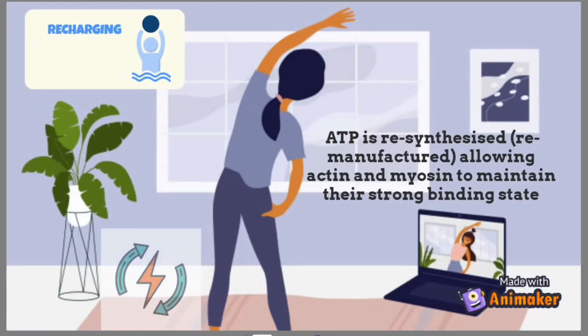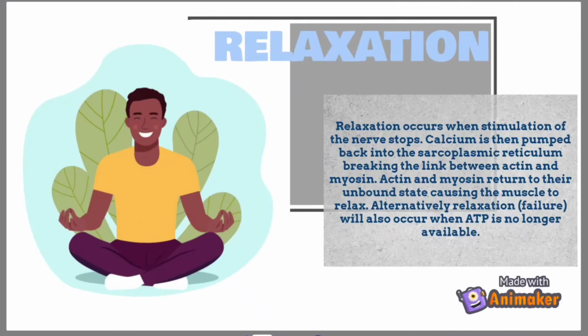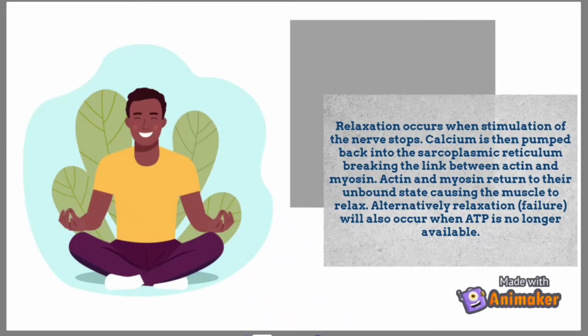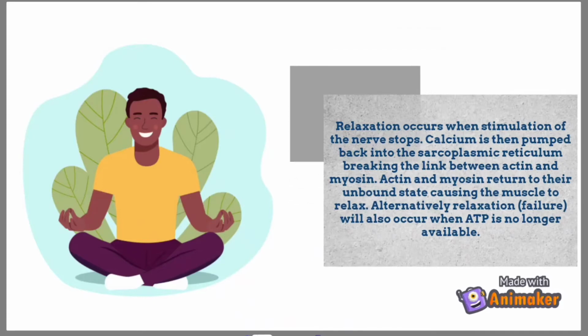Recharging is the third filament theory. ATP is resynthesized, allowing actin and myosin to maintain their strong binding state. And the last one is relaxation. Relaxation occurs when stimulation of the nerve stops. Calcium is then pumped back into the sarcoplasmic reticulum, breaking the link between actin and myosin. Actin and myosin return to their unbound state, causing the muscle to relax. Alternatively, relaxation will also occur when ATP is no longer available.